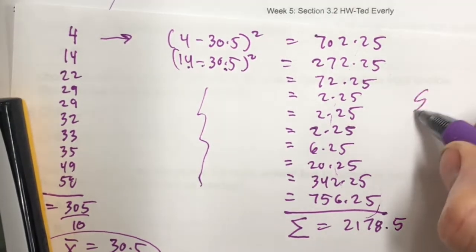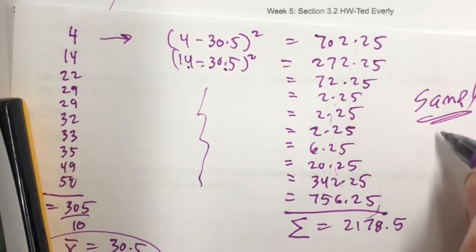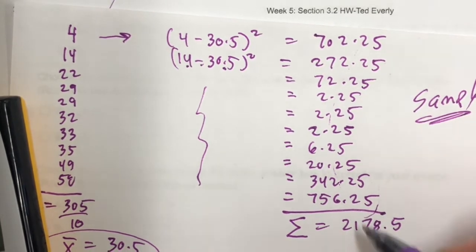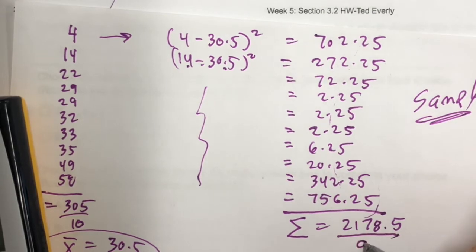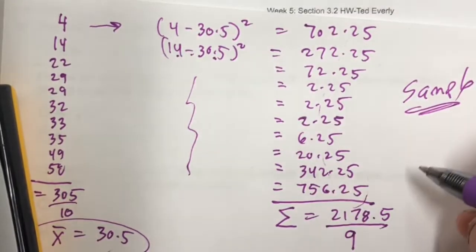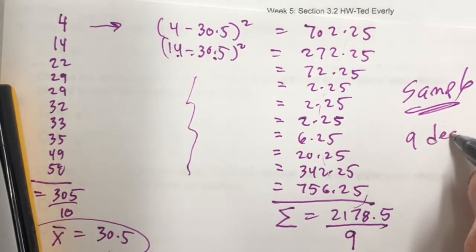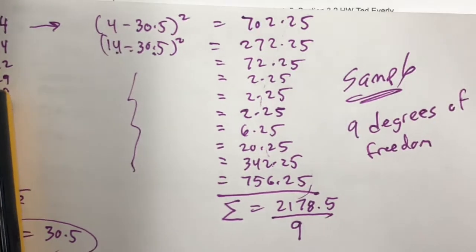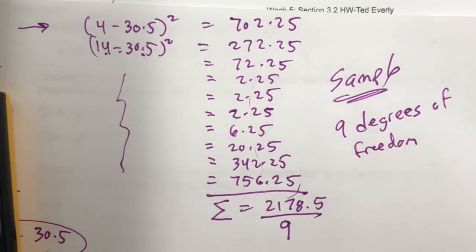All right, well, here's the difference now. Like I said, this is a sample, which is different than a population. So that means what the difference is right here. Once I get these numbers added up, I divide by 1 less. I divide by 9. I don't divide by 10. Okay? Because what we have here is we've got 9 degrees of freedom.